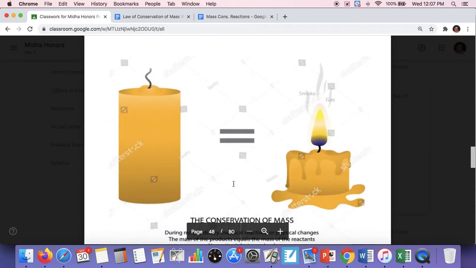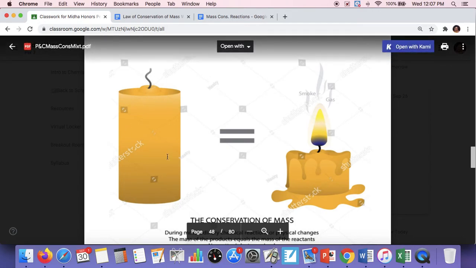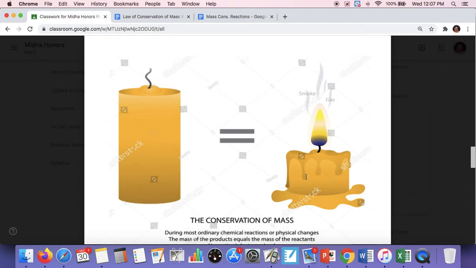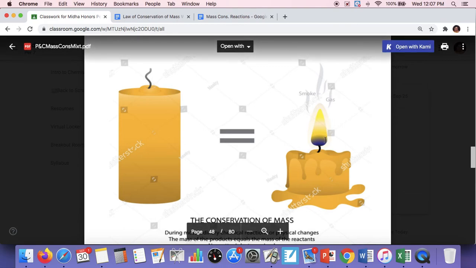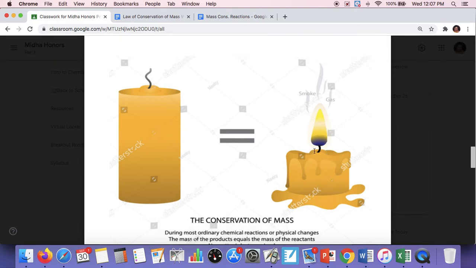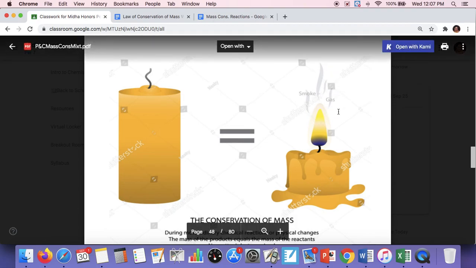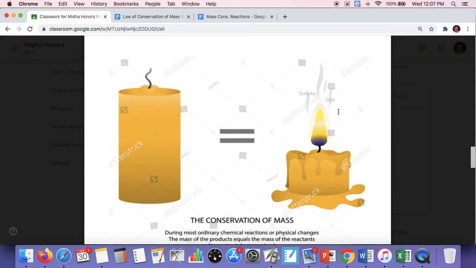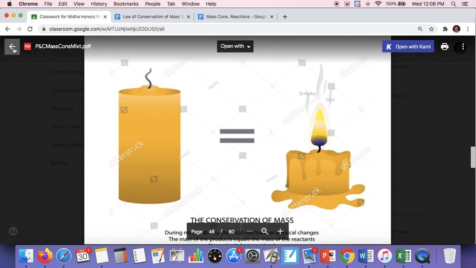One more example, this is a candle before burning and after burning. The question is, will the mass be the same, although there is an equal sign? Yes, the mass will be the same, but if you put it on a scale, it will not show the same because you have let the smoke and the gas escape. If you let that happen, then the scale will not read it, but the mass conservation happened. The extra mass got transformed into smoke and gas. So that's the law of mass conservation.